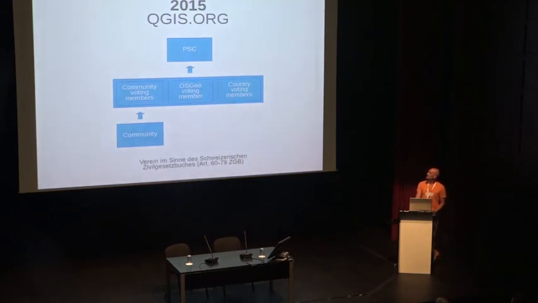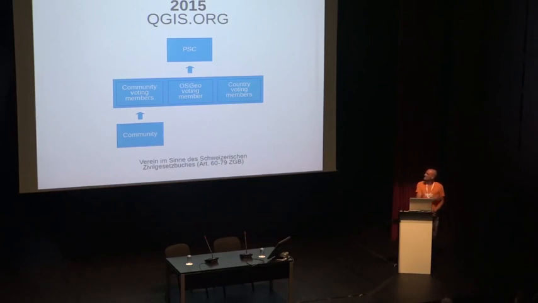Then in 2015, things got a bit more official. There's the QGIS organization now, which is a kind of association. It's hard to pronounce, but I would say it's a Verein im Sinne des Schweizerischen Zivilgesetzbuches. It's an association in Switzerland, and it made things more official, and also we had a possibility to have our bank account and get even a Swiss bank account, which I always think is kind of cool, to get money from sponsors and use that.